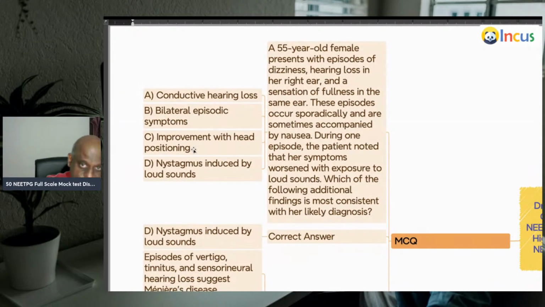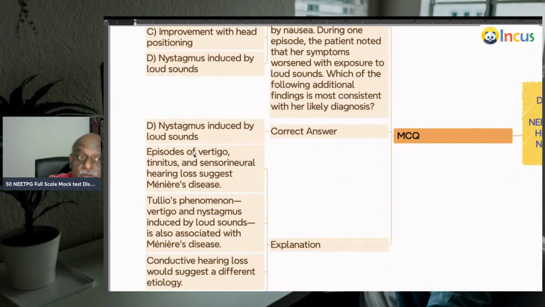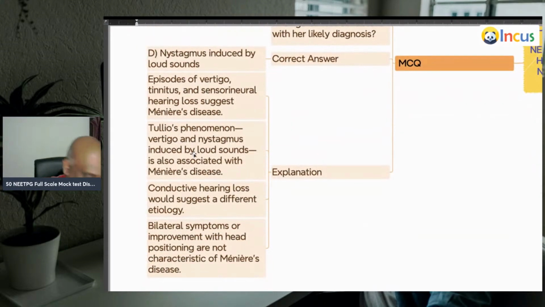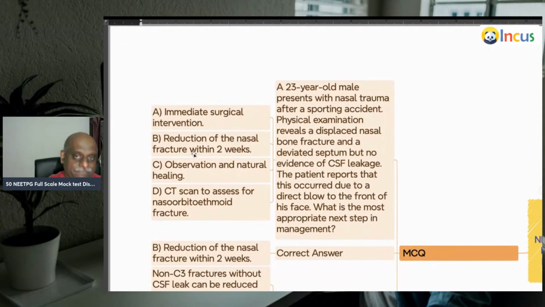55-year-old female with a history of giddiness, hearing loss in her right ear, sensation of fullness in the same ear, nystagmus induced by hearing loud sounds. What is that called? Tullio phenomenon. So vertigo, tinnitus, sensory neural hearing loss. Where do you see? Meniere's. In Meniere's, you see Tullio's phenomenon. Vertigo and nystagmus induced by loud sounds is called Tullio's phenomenon.